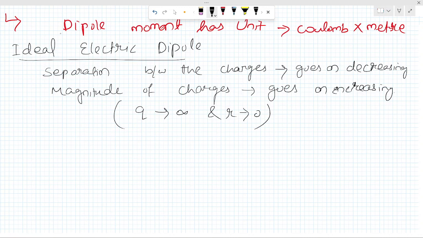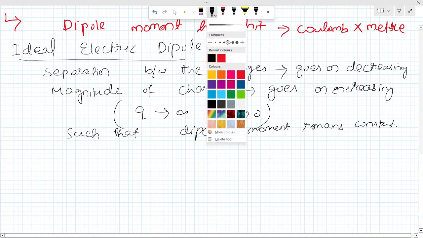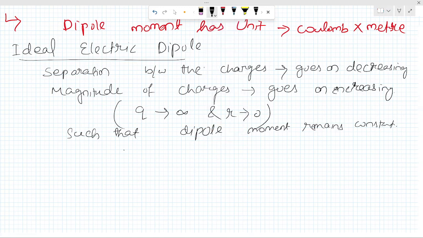Increasing such that, remember one thing, such that dipole moment remains constant. Okay, fine.